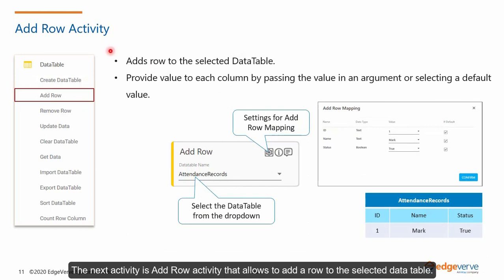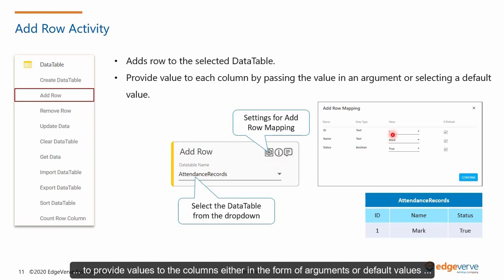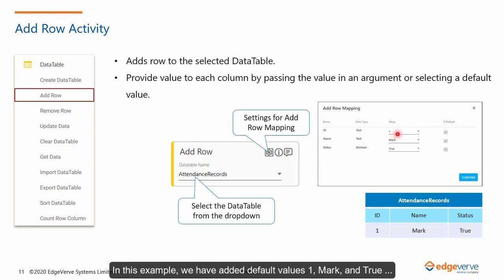The next activity is Add Row activity that allows to add a row to the selected datatable. Here you select the datatable name and click Settings to provide values to the columns either in the form of arguments or default values to each column of the datatable. In this example, we have added default values 1, mark, true to ID, name, and status columns of attendance records datatable, and this row gets added to the attendance records datatable.